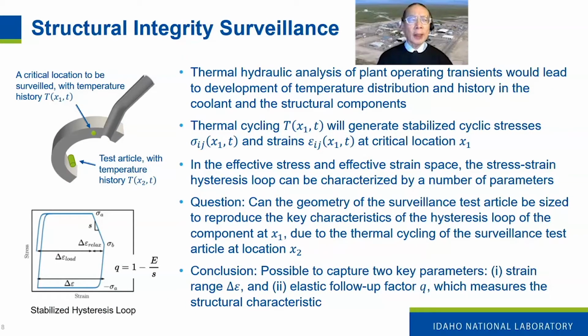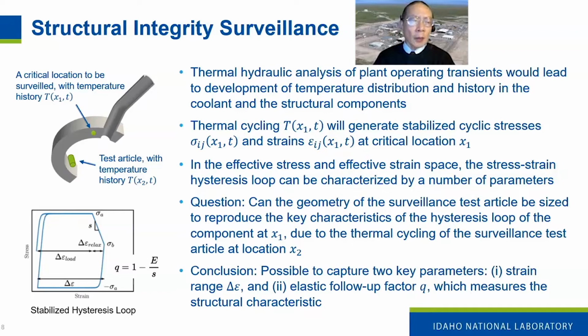Consider components shown on the left. Say we are interested in the structural integrity of a critical location X1 indicated by the green dot. We want to surveil the material at X1, but using a test article placed at location X2 in the coolant. First, say during the reactor design phase, thermohydraulic analysis of the plant operating transients will lead to the temperature distribution and its time history in the metal and in the coolant. Say the thermal cycles at X1 is T of X1, and thermal cycles at the location X2 is T of X2.